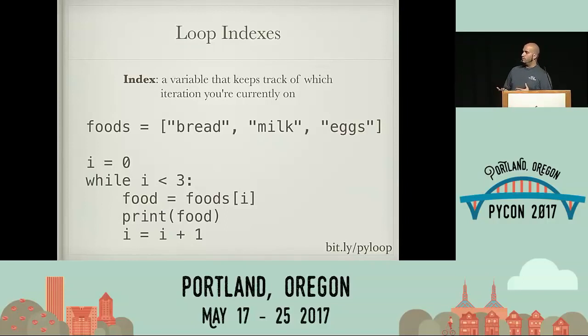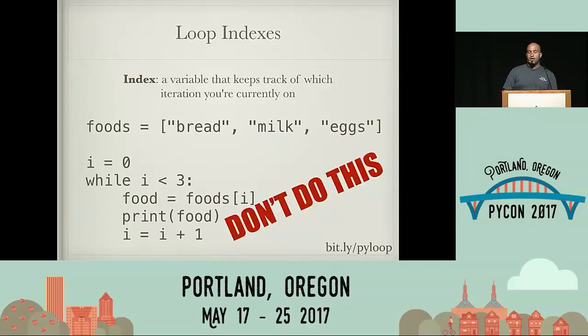So you have a list of foods, maybe you're going shopping, and we'll create an index variable starting at 0, and then we're going to say while i is less than 3, 3 because that's the length of the list. And for every iteration, we're going to get the food that is at that index of the list and print it out, and then increment the index variable. Don't do this. This is a very common programming style that I've seen from people coming from languages like C or PHP or JavaScript that don't really have a better looping construct than this.